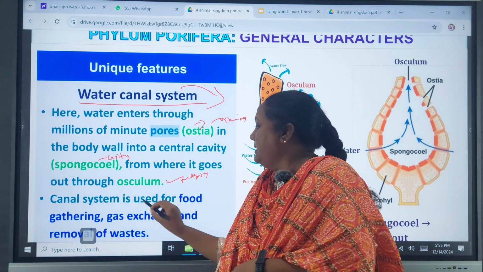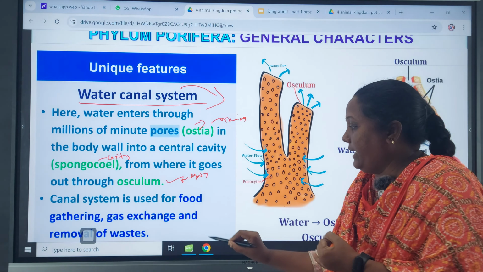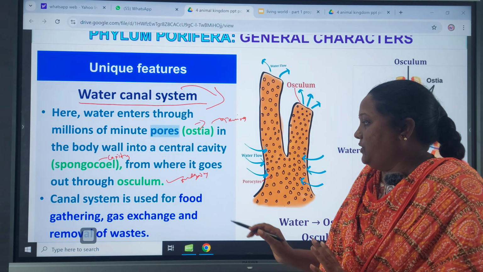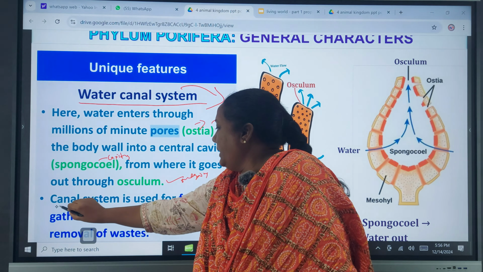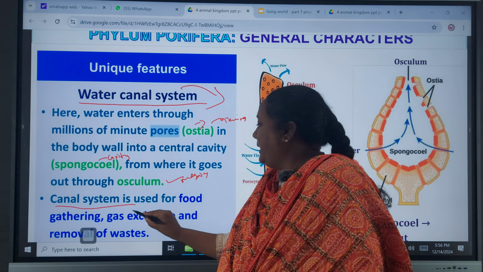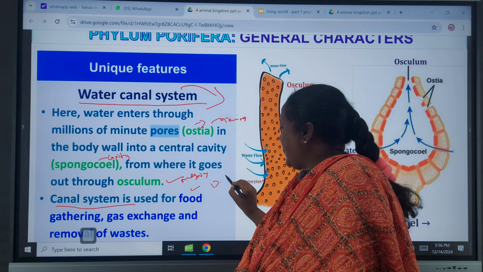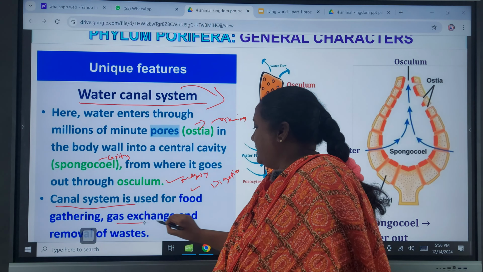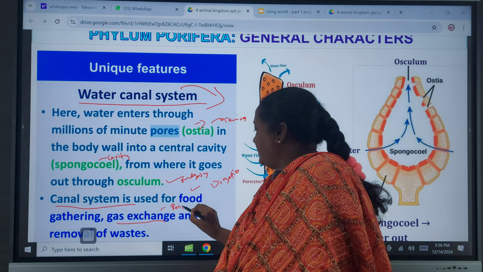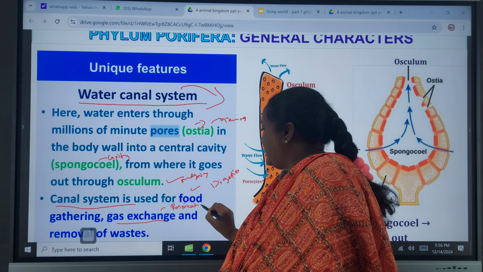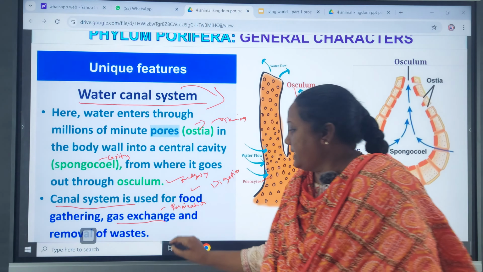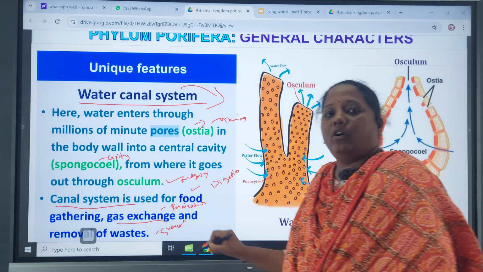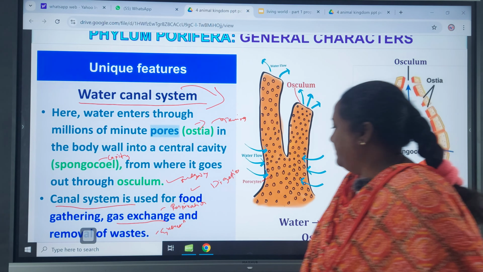Here, the canal system is used for food gathering, gas exchange and removal of waste. You observe that the total canal system is used for food gathering, meaning digestion; gas exchange, meaning respiration; and removal of waste, meaning excretion. All this work is performed by the water canal system.